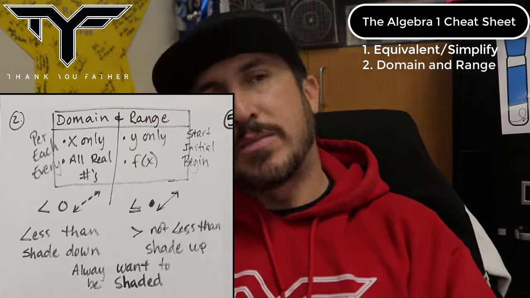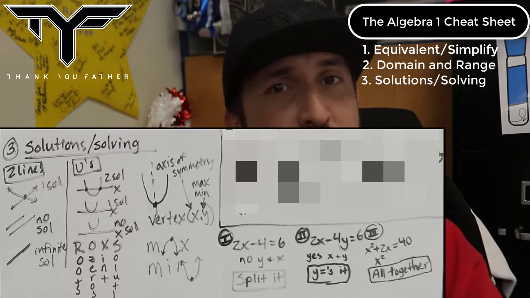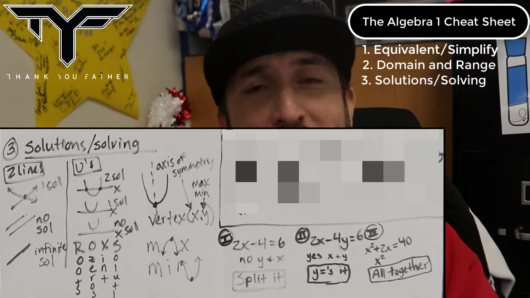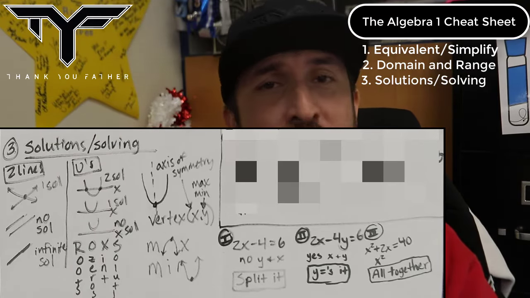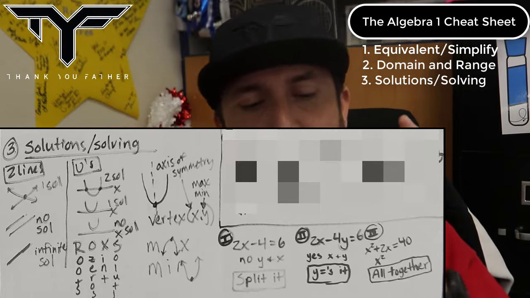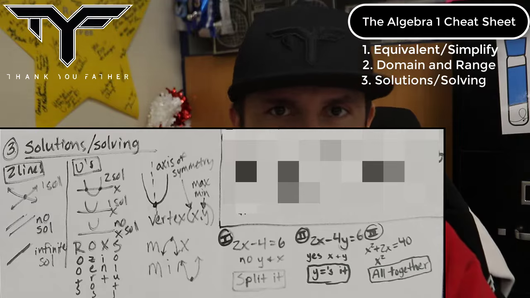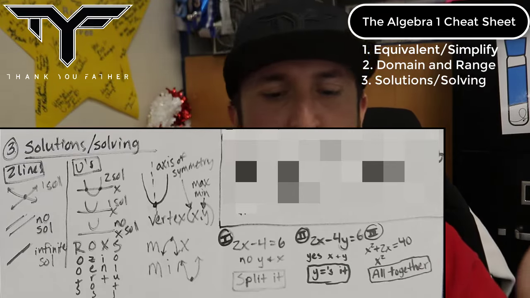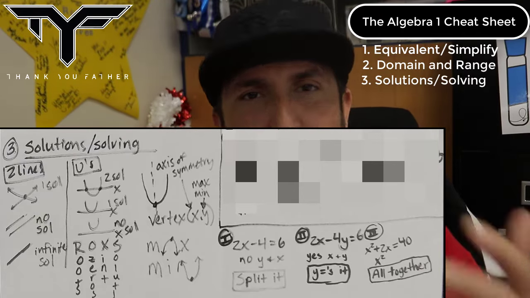And then the next piece, section number 3. This is the money maker. This is where you pass. This is worth like 15 to 18 questions on your STAAR test. This one is important right here. We talk about solutions and we talk about solving. First, let's talk about solutions.